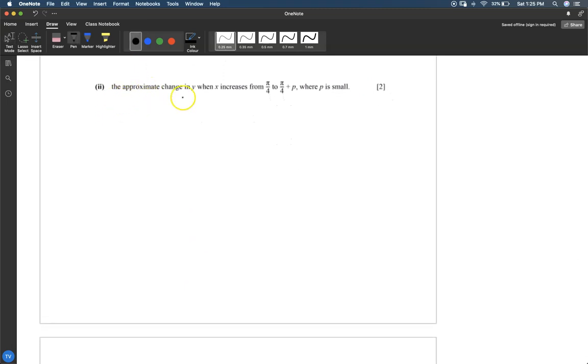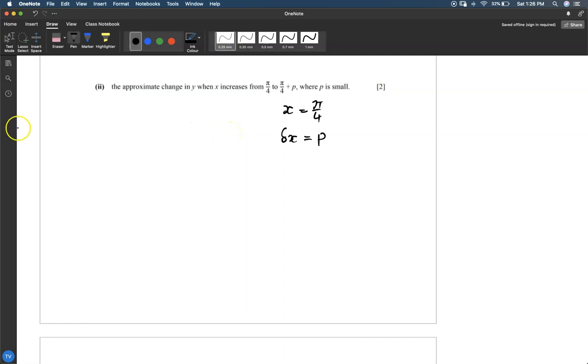Okay, so the approximate change in y when x is increasing from pi over 4 to pi over 4 plus p. Okay, it's the same methodology that we used earlier. So x is given as pi over 4, and the approximate change in x is given as p. It changed plus p, right? So we just do that. The only difference in this particular question is that it's in the form of pi and trigonometric functions. So you just have to be a bit more careful when you're doing the calculation with your calculator.